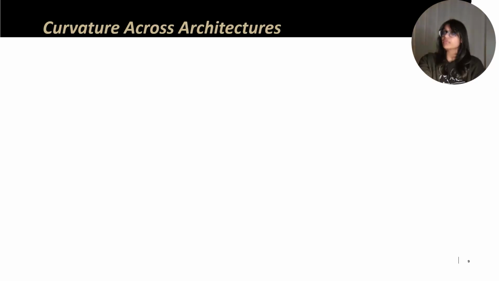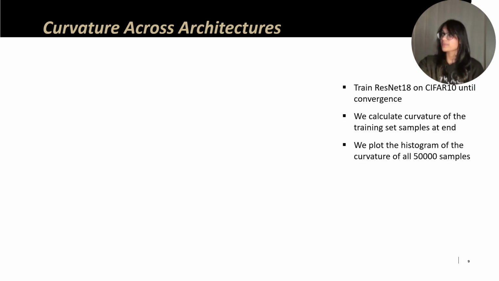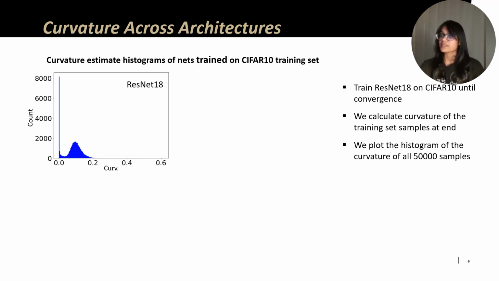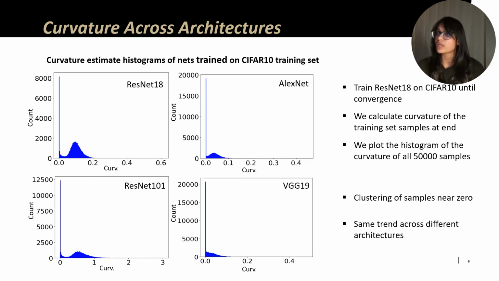Let's look at what the results of calculating curvature across different architectures for CVPR is. First, we're going to train a ResNet 18 to convergence and calculate the curvature of the training samples at the very end of training. We then plot the histogram of the curvature of all 50,000 samples. Here's what it looks like for ResNet 18, and we see an unexpected concentration of samples with very low curvature. This trend repeats for many different architectures, such as AlexNet, ResNet 101, and VGG19.